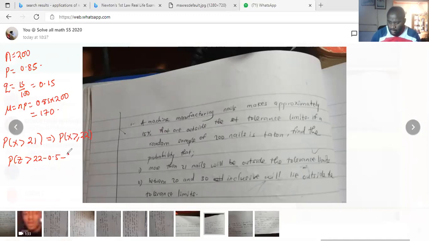wait a minute. What was the mean? This looks to be very big. Did I get the standard deviation? Standard deviation is root of variance, which is going to be npq, which is going to be the square root of 0.85 times 0.15 times n, which is 200. What answer do you get for the standard deviation? You get 5.0498.